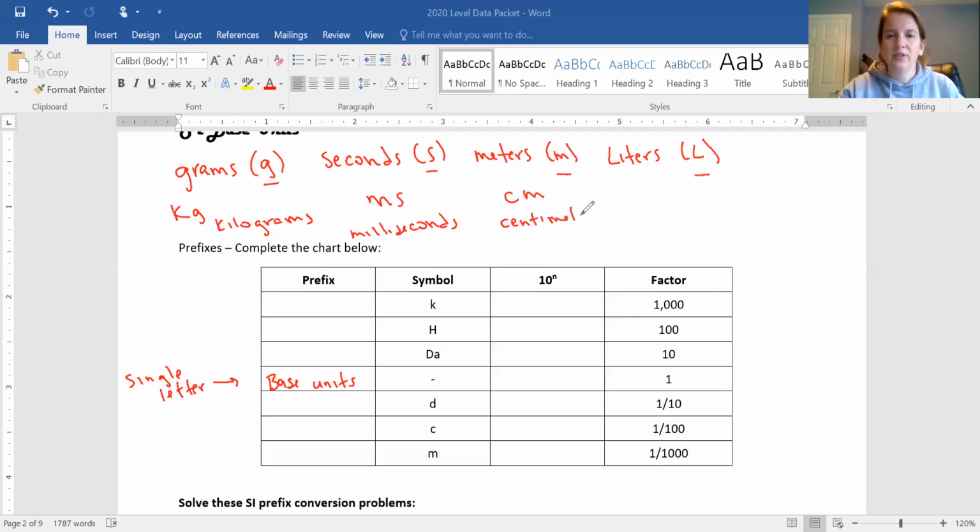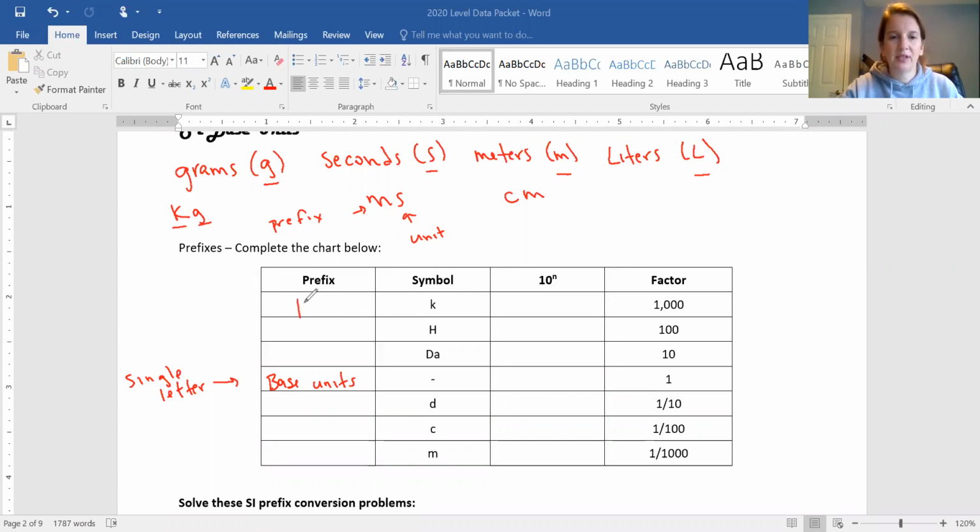Okay, so what you see here is that we have now not just a single letter anymore, but we have a letter in front of another letter. This first letter is going to represent the prefix, whereas the second letter represents the unit or the measurement itself. Okay, so the first letter is the prefix, the second letter is the unit. So let's go ahead and fill out this chart.